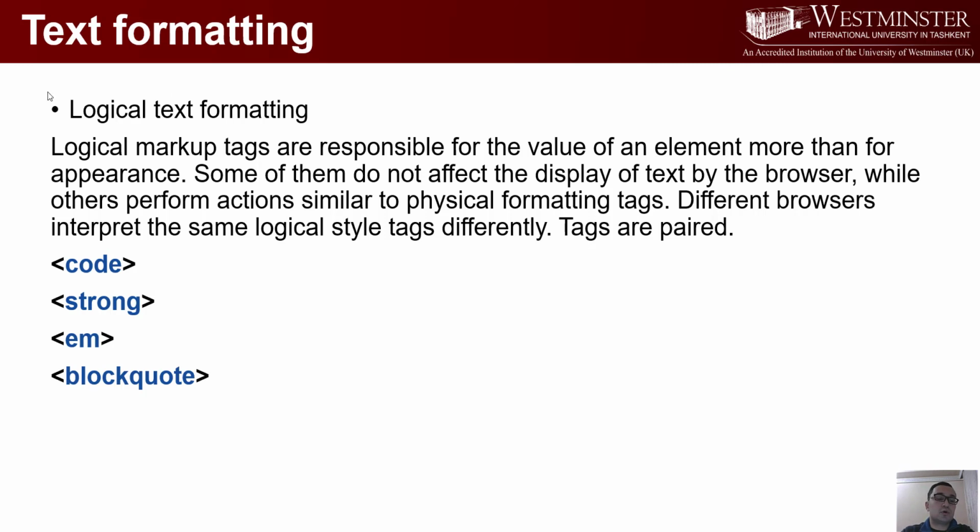Let's say you want to show some code in your web browser. In that case, code tag is helpful for you. Or you want to make some text strong, you want to highlight some text, in that case use strong tag. Or if you want to emphasize, if you want to differentiate some text in your HTML file, use em tag. You have some citations, you have some quotes from famous authors. In that case, blockquote tag will be useful for you.